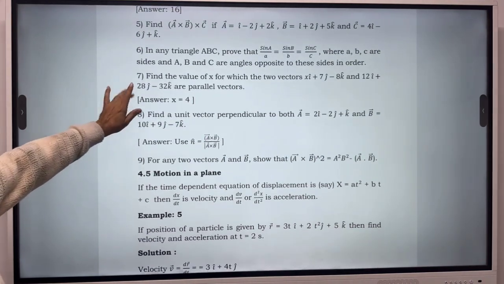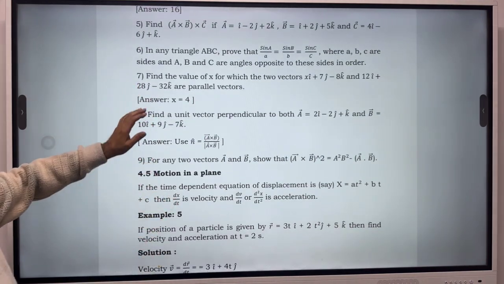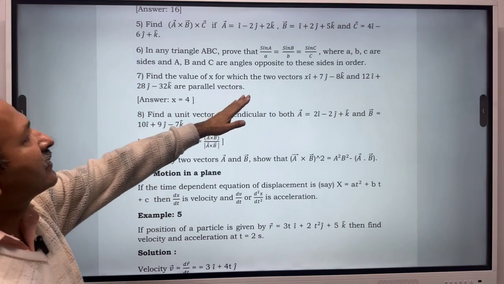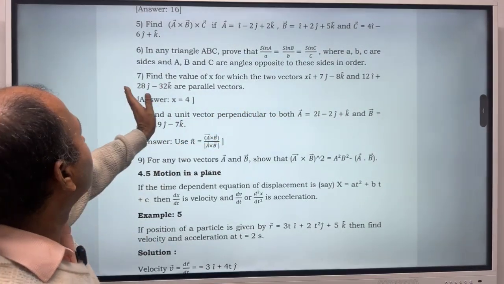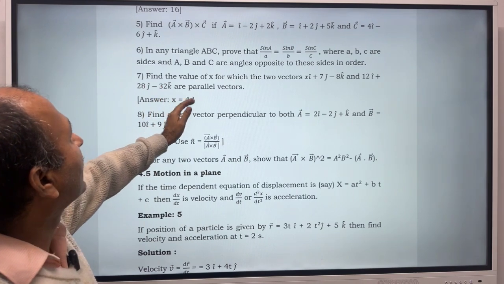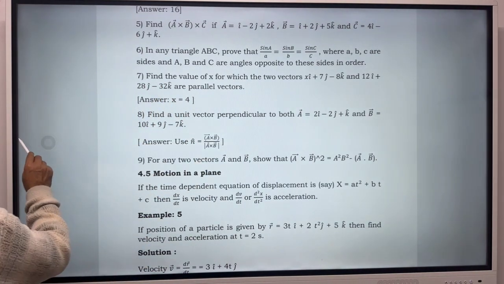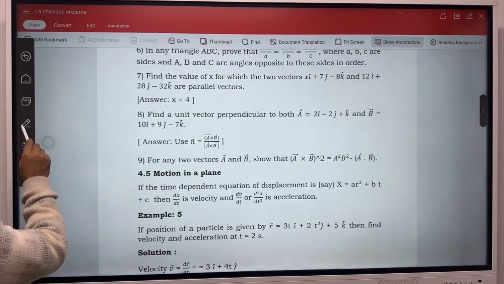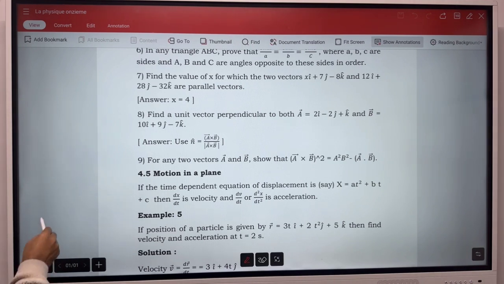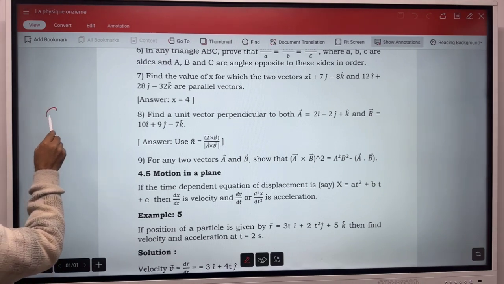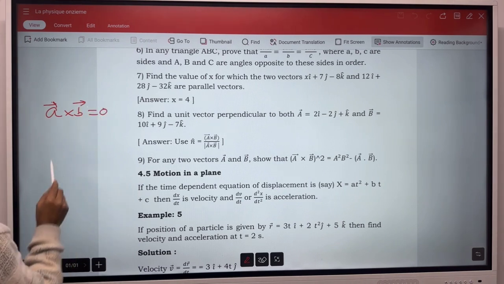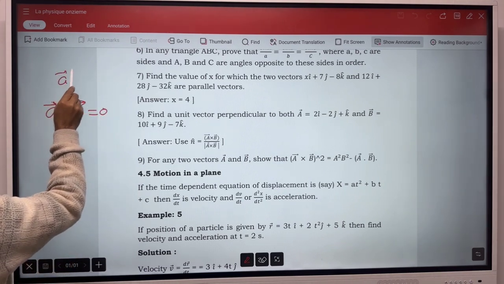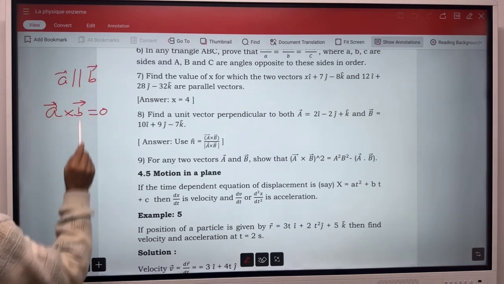Now let's see the next question. Find the value of x for which the two vectors x i cap + 7 j cap minus 8 k cap and 12 i cap plus 28 j cap minus 32 k cap are parallel vectors. If you remember, if two vectors are parallel, then their cross product is 0. A cross B equal to 0, then A is parallel to B.